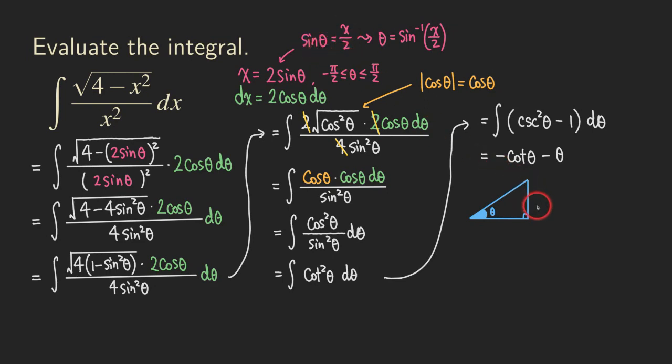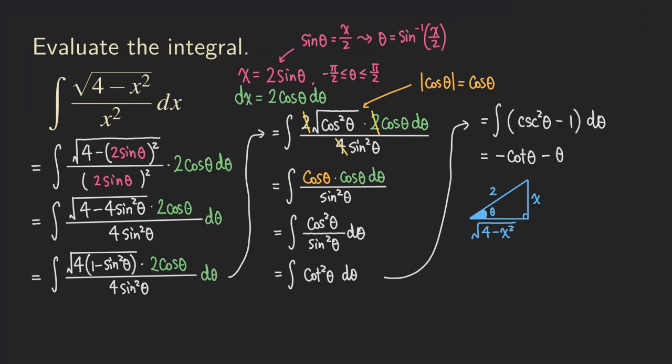So where do we have the x? X is the opposite, right? So we will label the x right here. And then what about the hypotenuse? The hypotenuse would be 2. So the adjacent would be, you can actually figure it out by applying the Pythagorean theorem, right? So we have the square root of 4 minus x squared. Okay, so we get that.